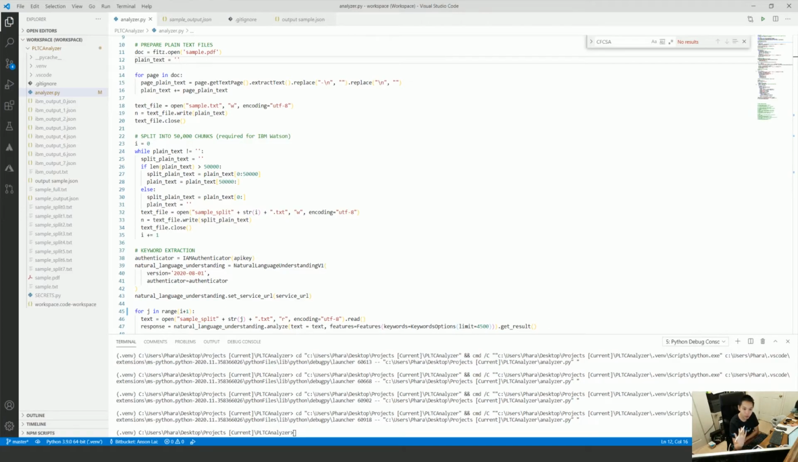Now, we go through each page and then we just concatenate and add it to this plain text variable. And then in the very end, I write it into a sample.txt file. You guys can take whatever PDF you want and do the same thing. One of the things is that the PDF that I got was fairly nice.